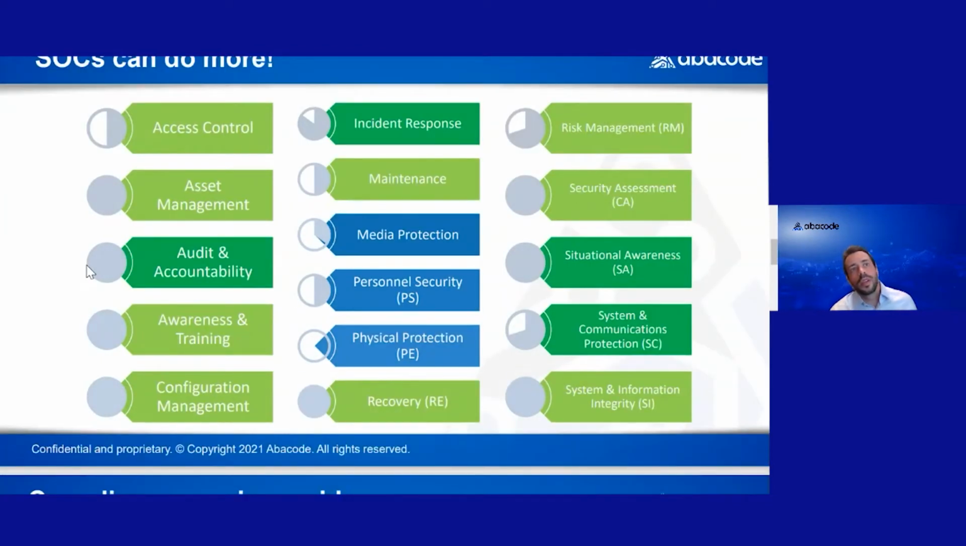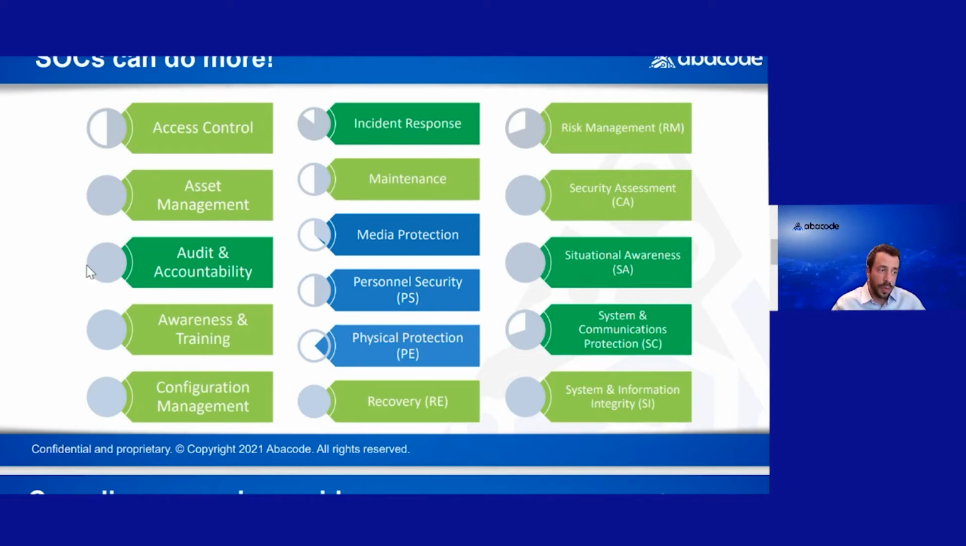So now that we know traditionally what a SOC does, what's required from a SOC for compliance, and how it affects your compliance posture, I wanted to show you that if you configure your SIEM correctly and you're collecting evidence like you should be, your SIEM can help you maintain compliance with controls in almost every control family. I left out physical protection, personnel security, and media protection, but honestly, you can use a SIEM for any of those as well.